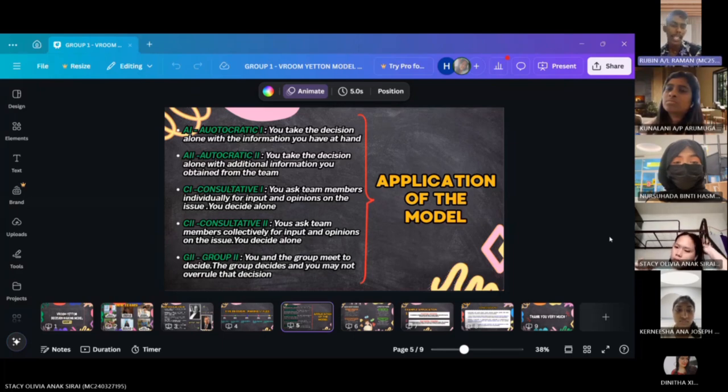Fourth one is C2, consultative 2. You ask team members collectively for input and opinions on the issue. You decide alone. And the last one is G2, group 2. You and the group meet to decide. The group decides and you may not overrule that decision.